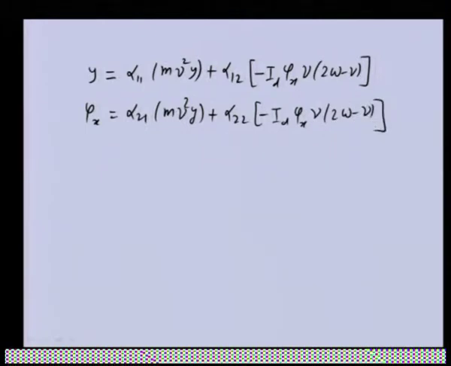Now, we can see y term is here, y term is here, phi x is here, phi x is here. Now, we can rearrange this equation in a matrix form like this, where y and phi x I can write.